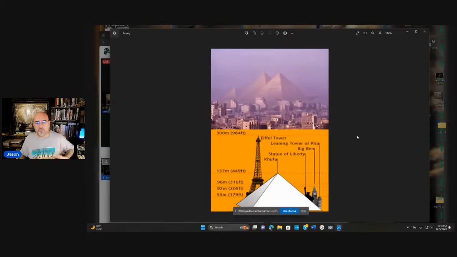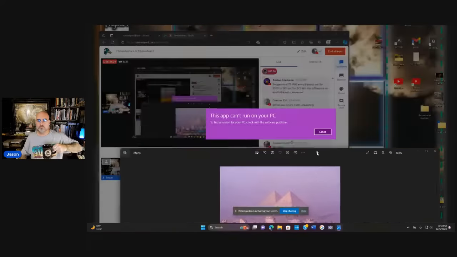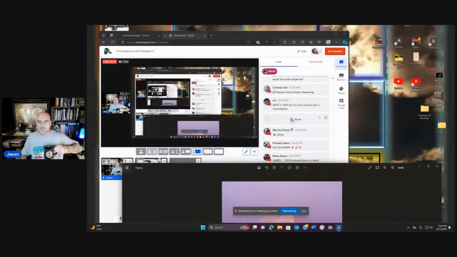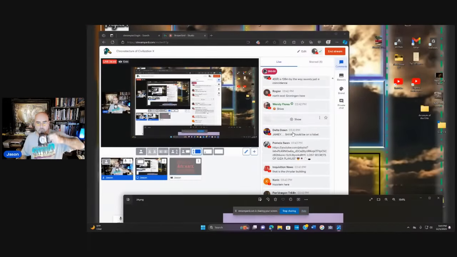Here's some more size comparisons. Check my chat. Well, that's the Chrysler Building, huh?